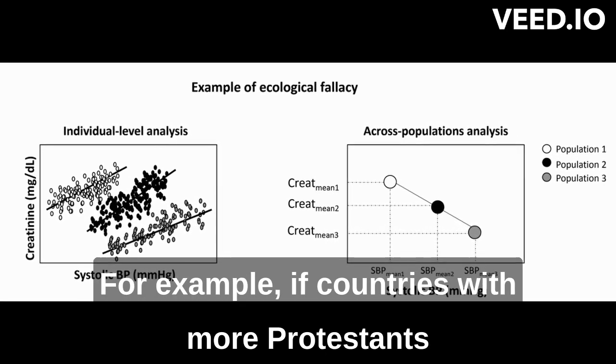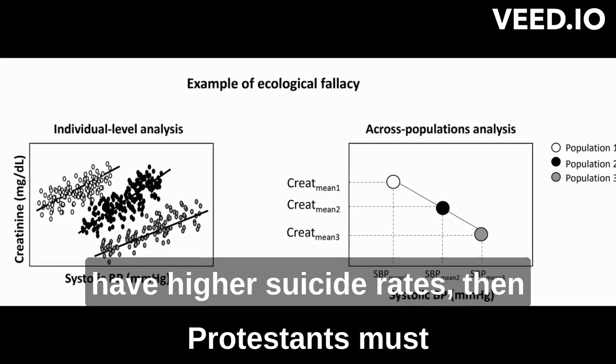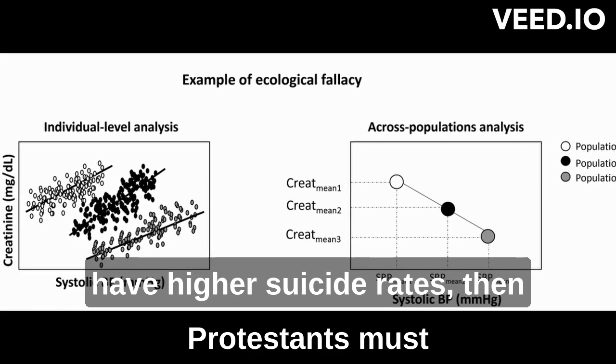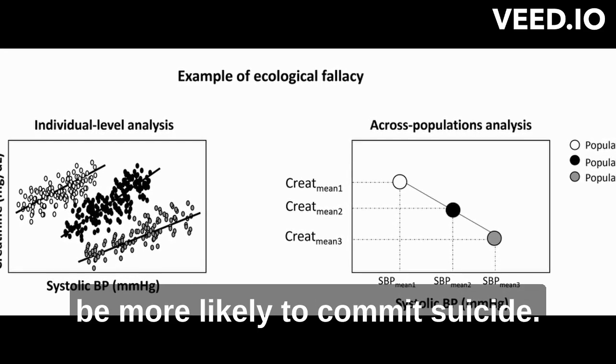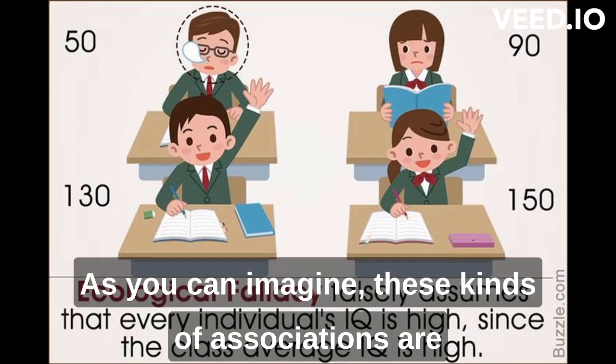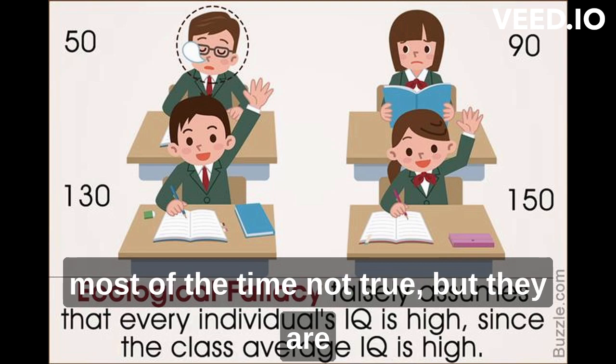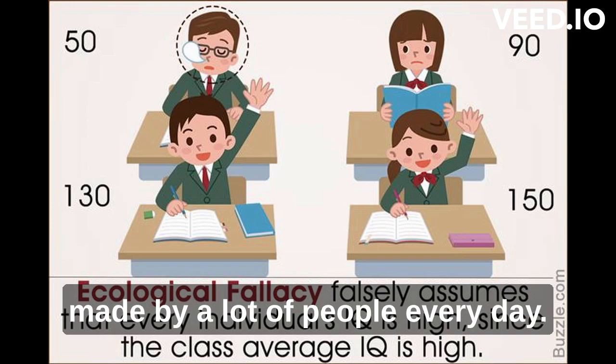For example, if countries with more Protestants have higher suicide rates, then Protestants must be more likely to commit suicide. As you can imagine, these kinds of associations are most of the time not true, but they are made by a lot of people every day.